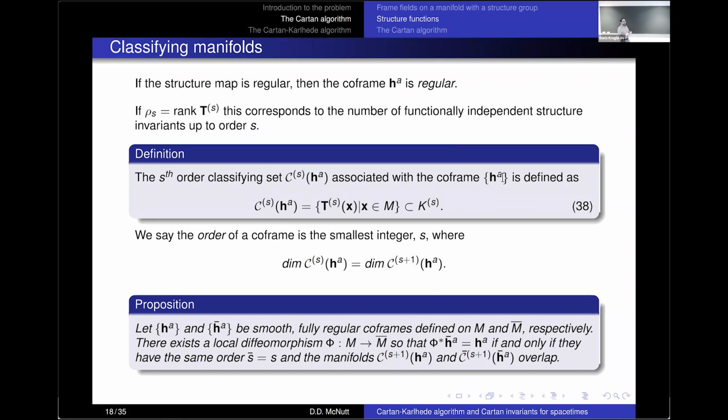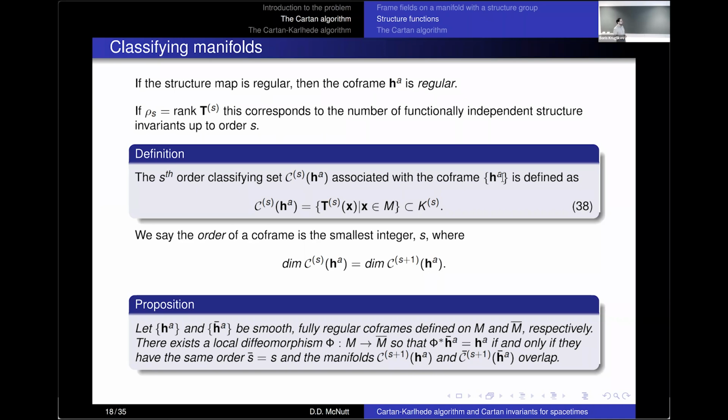Now, we can stop at some point. So we say the order of a coframe is the smallest integer S, where the classifying set at S order is the same as the classifying set at S plus 1. This is just talking about functionally independent invariants. I don't want to get too much into details. I'll just keep it as an argument of dimensions and leave it as is. It's, again, just a lot of accounting, keeping track of things. Olver does a very good discussion of this. But I will continue to this proposition, which is important for us.